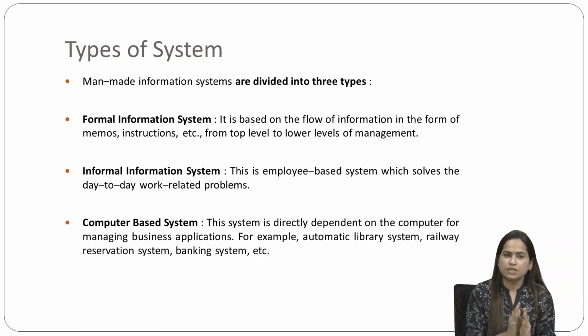Second one we have, that is informal information system. This is employee based system which solves the day-to-day work related problems. And third one we have, that is computer based system. This system is directly dependent on the computer for managing business applications. For example, automatic library system, railway reservation system, banking system, and many more like this.